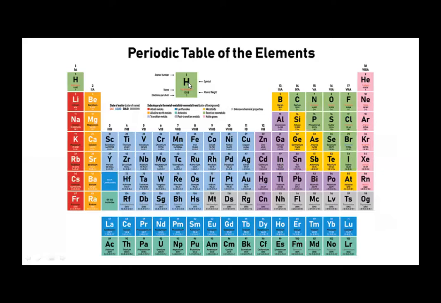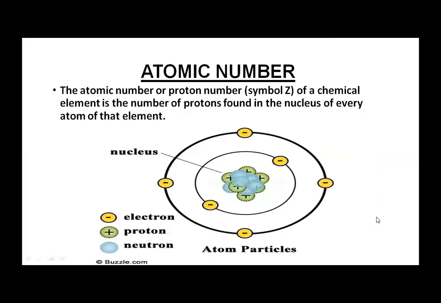Look at this element hydrogen. The atomic number of hydrogen is 1 and atomic mass is also 1. Now what is atomic number and atomic mass? Atomic number, it is also called proton number, and its symbol is Z. Of a chemical element, it is the number of protons found in the nucleus of every atom of that element.